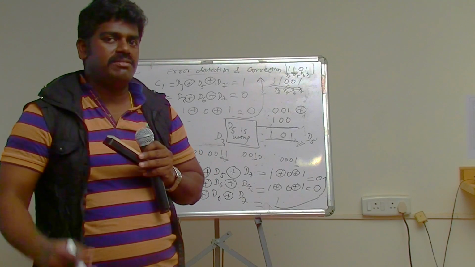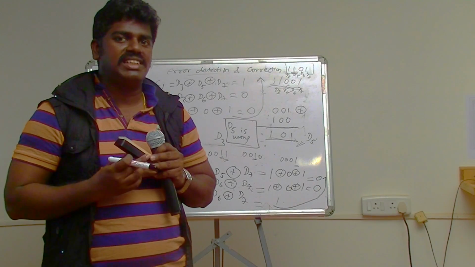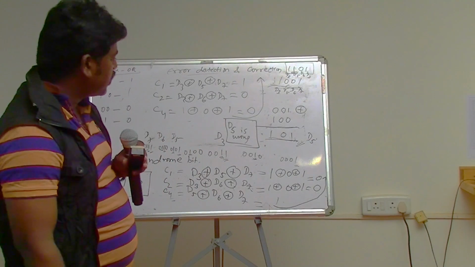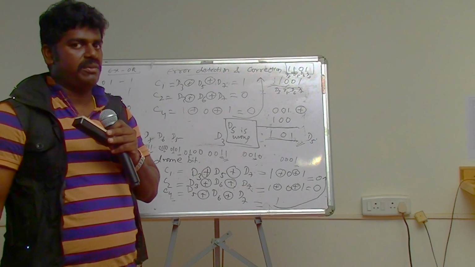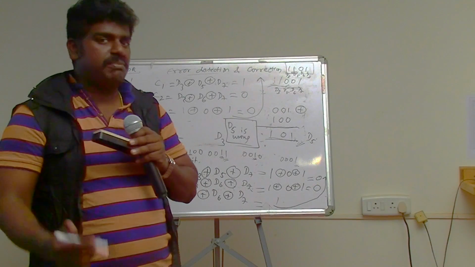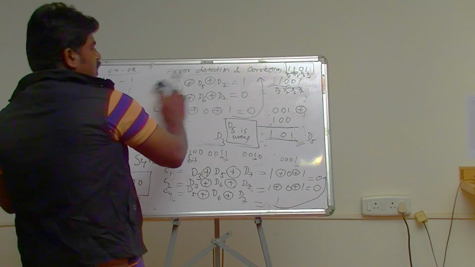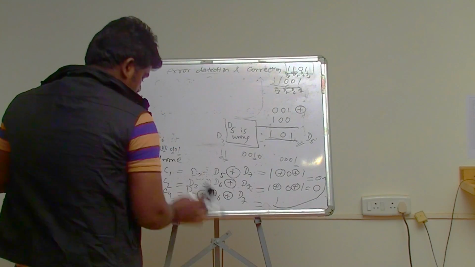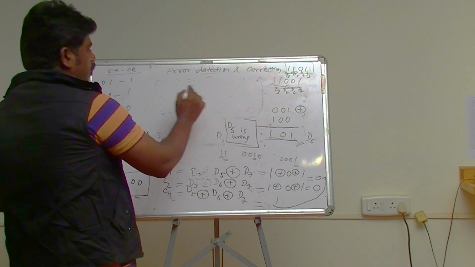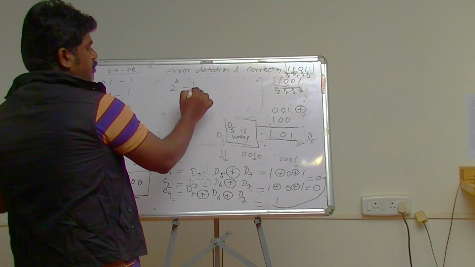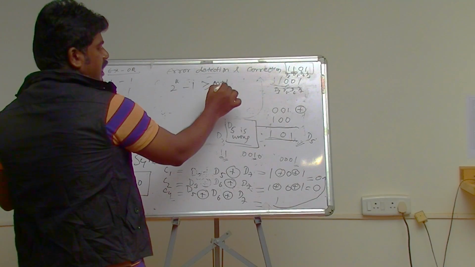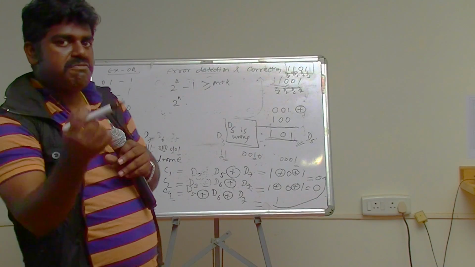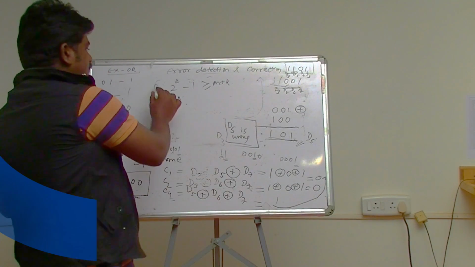Let me recollect what we have seen. What are the steps we follow for error detection and correction? Initially we find out how many check bits are required. For that we used the formula 2 power k minus 1 greater than or equal to m plus k. Then we used 2 power n to find out where the check bits have to be fitted. That is the second step.